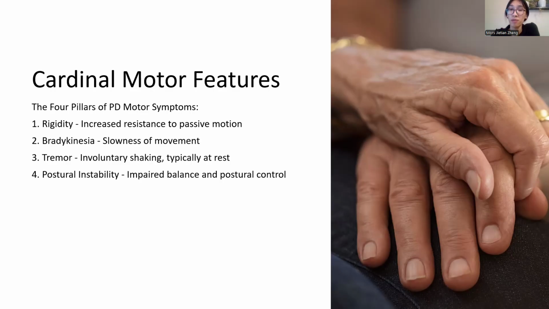Third is tremor, the classic shaking that most people associate with Parkinson's. This is especially a resting tremor. It occurs when the limb is relaxed and often disappears or lessens during a voluntary movement. Finally, we have postural instability, which encompasses problems with achieving balance, maintaining balance, and regaining balance when disturbed. So this becomes a major safety concern as the disease progresses.